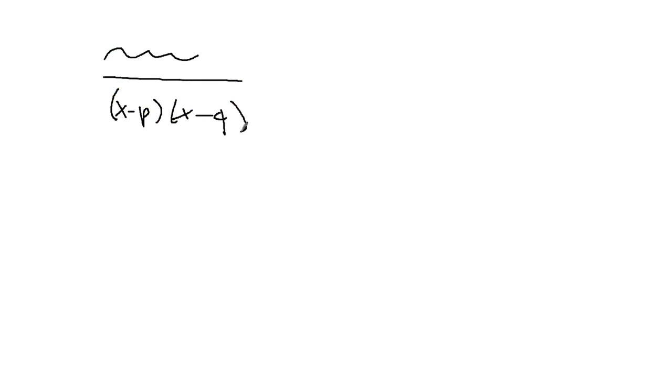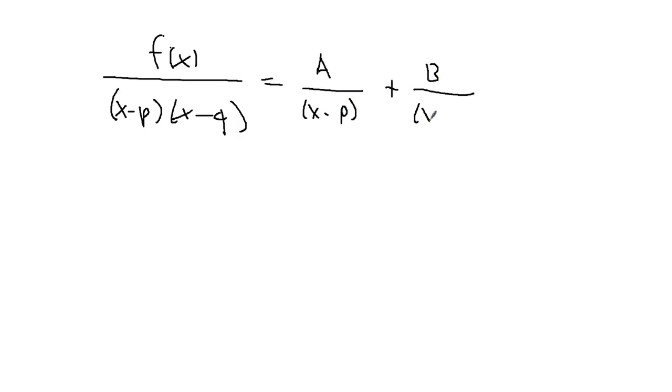I'm just going to put a general overview of the cover-up method. So basically, if we have f of x over x minus p, x minus q, it is equal to a over x minus p plus b over x minus q, and then continue if you want to. If there are different factors, you cover up everything else. So if it's x minus p, x minus q, x minus r, x minus s, and you only want the x minus r, you cover up x minus p, x minus q, and x minus s.